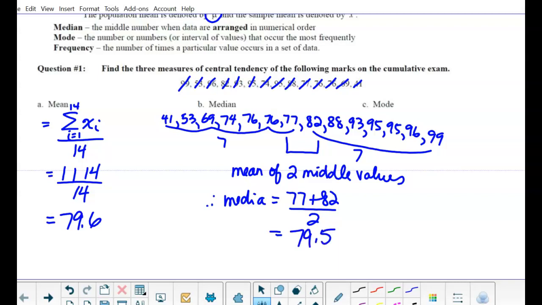Right, because there's 5 units between 77 and 82. Half of 5 is 2.5. 77 plus 2.5 is 79.5.